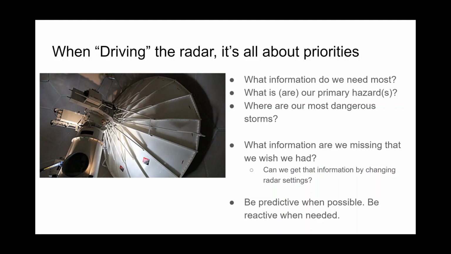So you've always got to be asking, what information do we need most? What do we need for this particular event, for this particular storm? That's going to fall back to, what are our primary hazards? If I've got 14 supercells on the radar and 3 of them have potential to be tornadic, the others are producing hail, well, I want to focus on probably those 3 storms, depending. And so you want to ask, where are your most dangerous storms in relation to the radar? What are my highest priority storms?